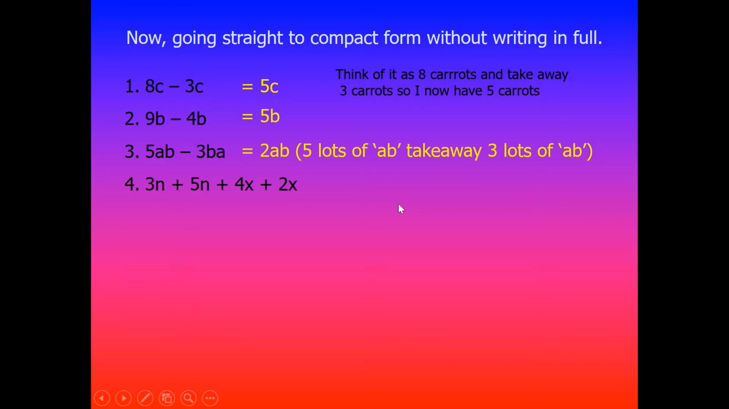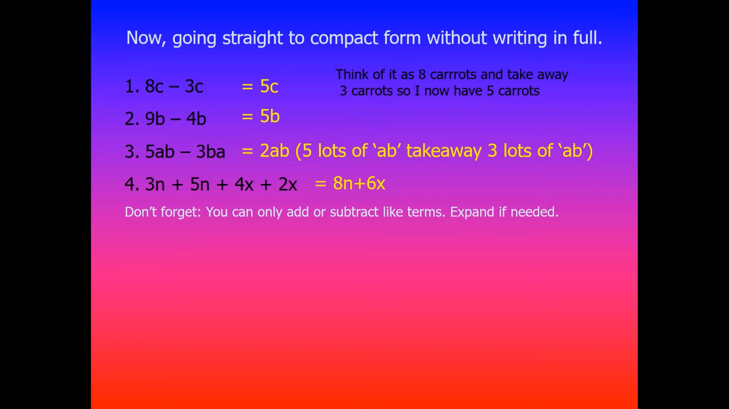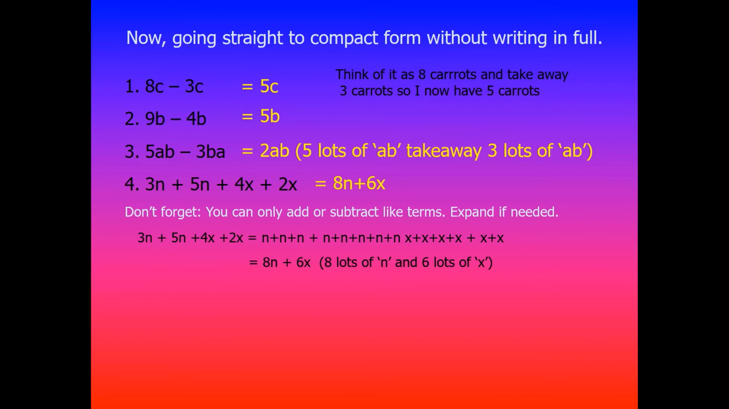And then we've got 3n plus 5n plus 4x plus 2x, which is 8n plus 6x. And don't forget that you can only add or subtract like terms and expand if needed. If I've got 3n, I know it's 3 lots of n's, so this is in expanded form. 5n means 5 lots of n's, 4x means 4 lots of x's and 2 lots of x's here. And if I group them together, I know I've got 8n. That's how we got 8n plus 6x, right?